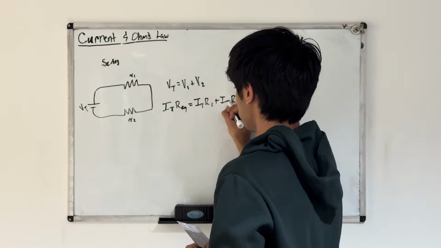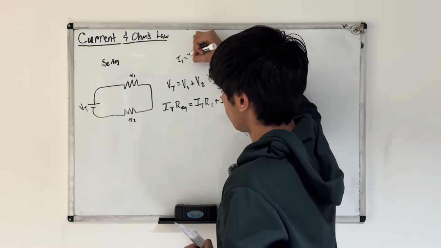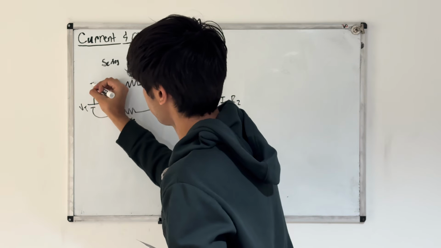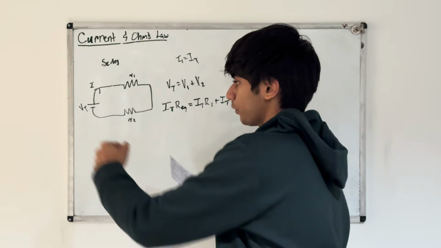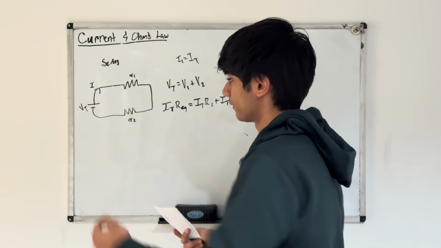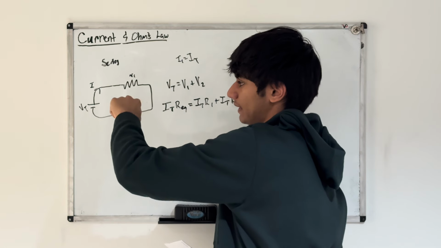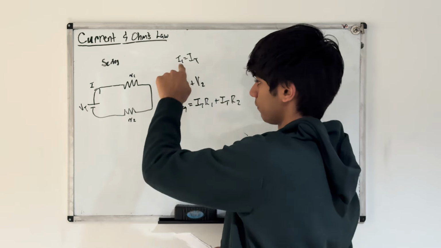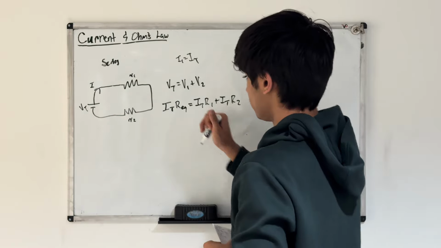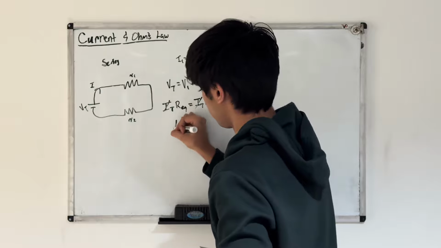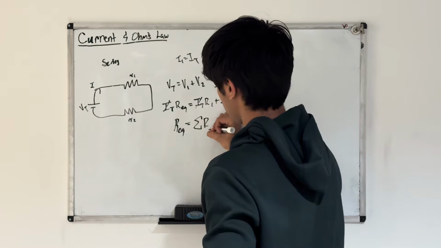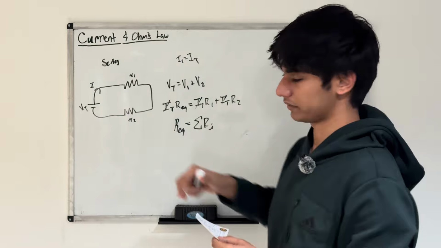The important thing to note here is that I1 and I2 are equal to IT. The reason why is, if you think about it, all the current in the system is going through from positive to negative, all the current is forced through here, and by conservation of mass and energy we can't lose any of that current. It has to keep going through that circuit. So our total current equals our current here and our current here. From that, these all cancel out, and we get that our total equivalent resistance is equal to the sum of our individual resistances in series.